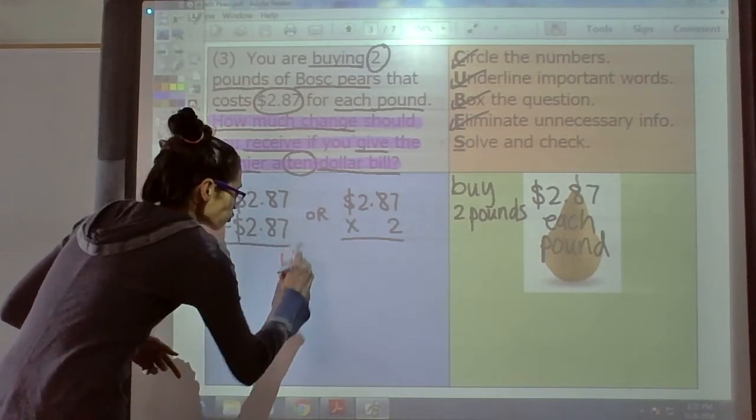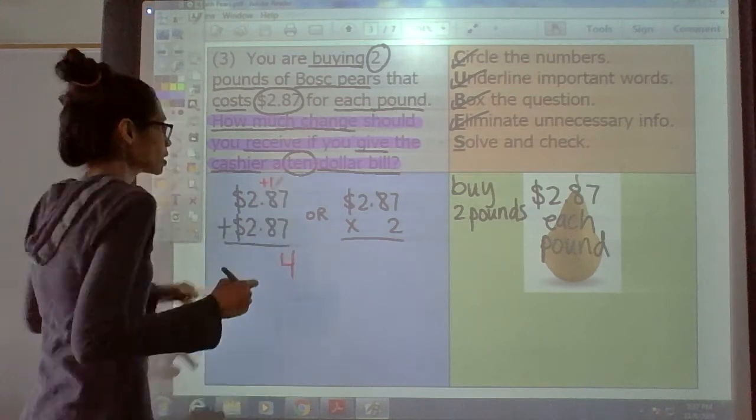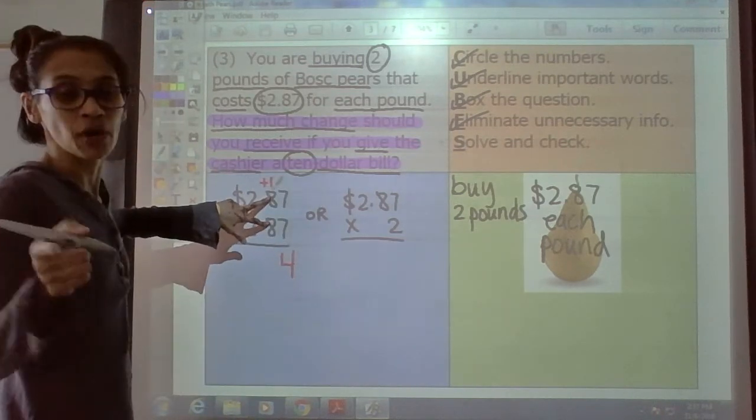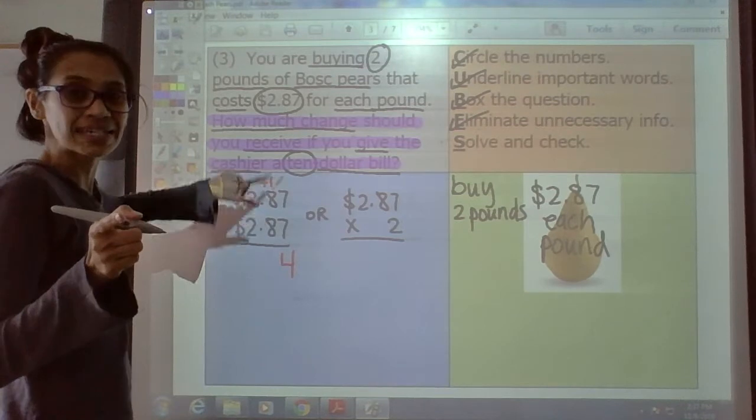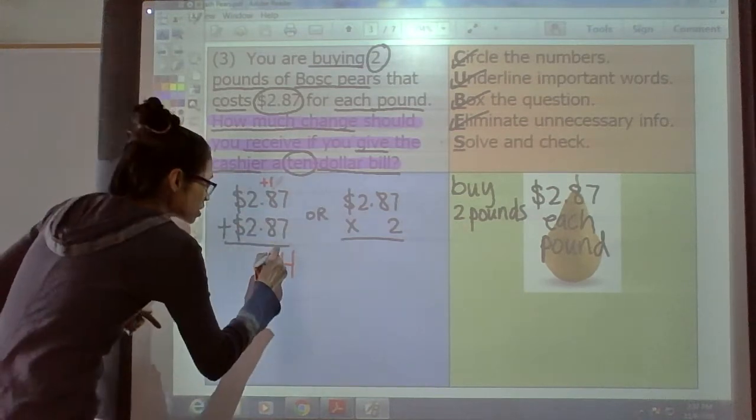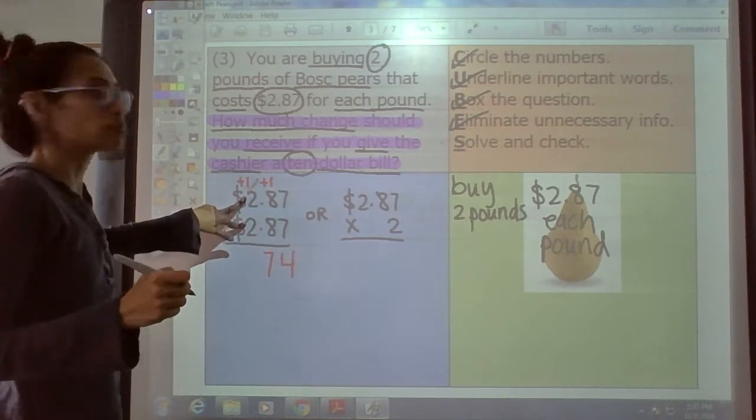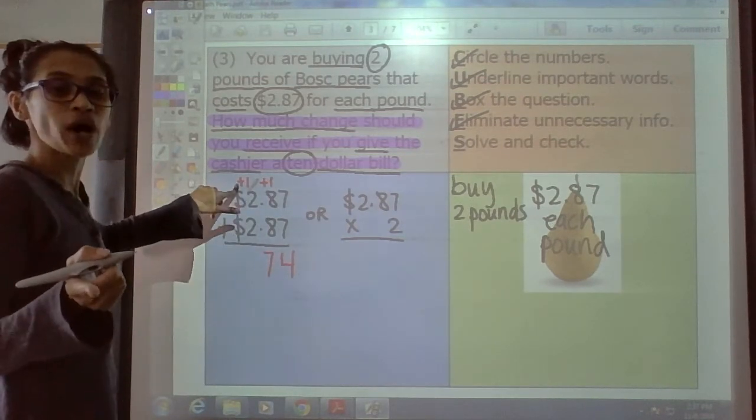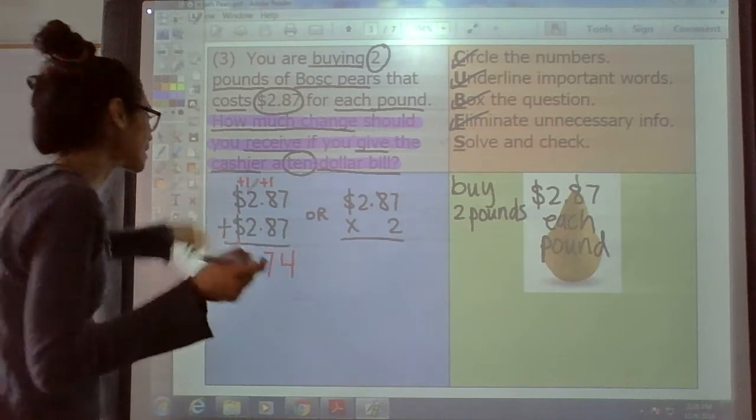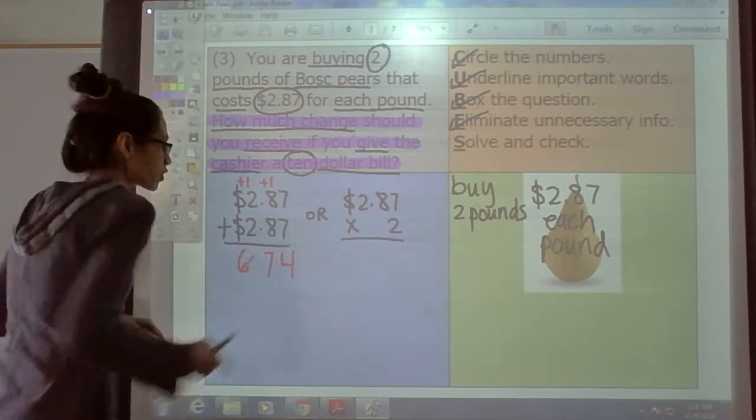7 plus 7 is 14. Write the 4, plus 1 up top. Let's do double 8, because we know 8 and 8 is 16. One more makes 17. Write the 7, plus 1 up top. 2 and 2 makes 4, one more gives us 5. Hmm, wait, 6. And oh, we forgot the decimal.